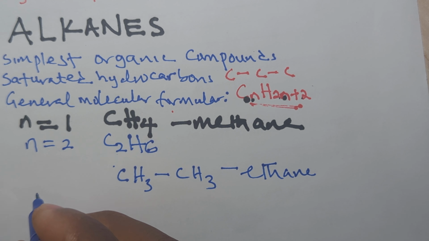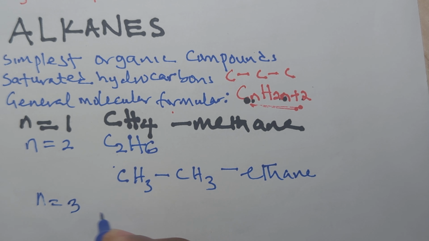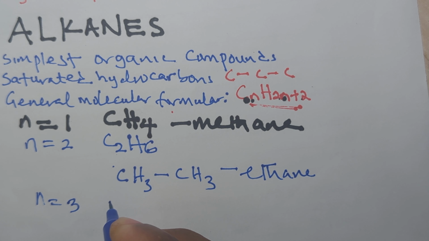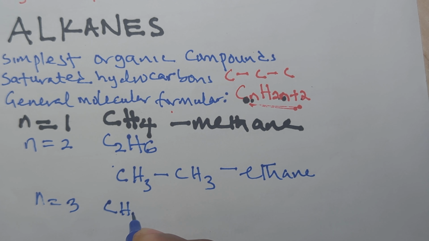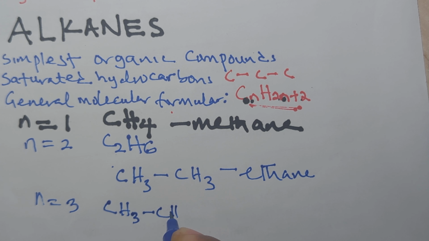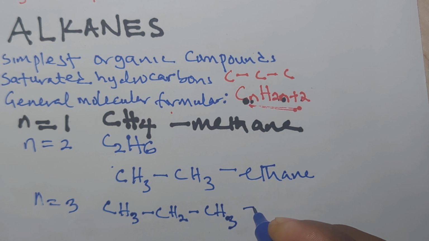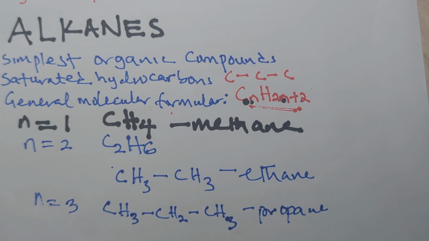And when n is equal to 3, we have what we call propane, which is CH3, CH2, and then CH3, which is called propane, and so on and so forth.